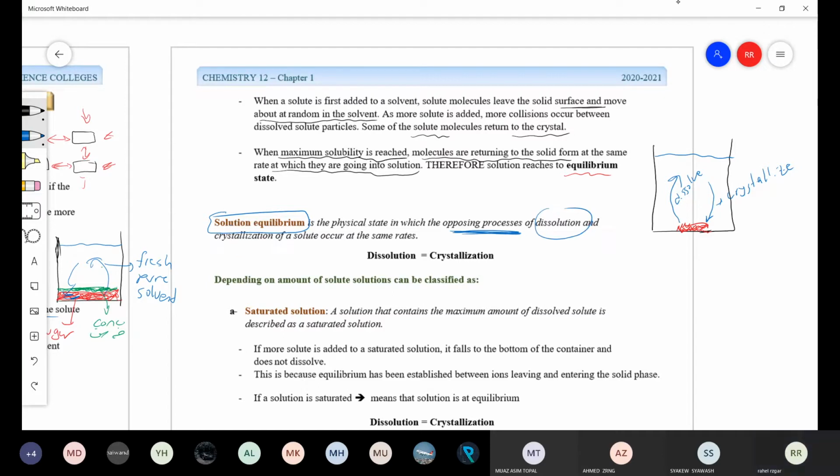So always, if the ministry exam asks what is solution equilibrium, you will say it is when the rate of dissolution is equal to the rate of crystallization. All right. Always in solution equilibrium, when it reaches its maximum solubility, the rate of dissolution is equal to the rate of crystallization. That's what it's called, the solution equilibrium.